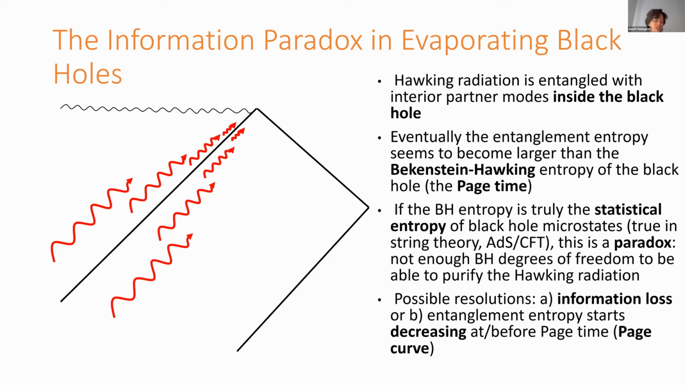So at that point, you only have two possible resolutions. You either need Hawking's answer that information is actually lost, the S-matrix is not unitary, or you need this calculation, where the entanglement entropy keeps going up, to break down and the entanglement entropy to start decreasing at or before the Page time, such that the entanglement entropy always remains bounded by the Bekenstein-Hawking entropy. And this is the answer where you get a Page curve, and that's obviously what we're going to find in this talk.